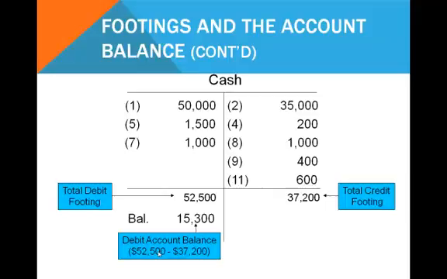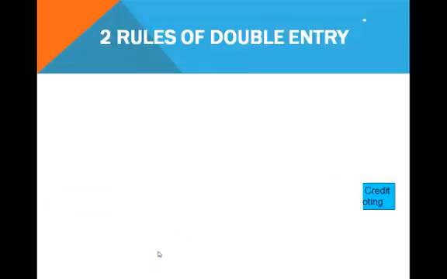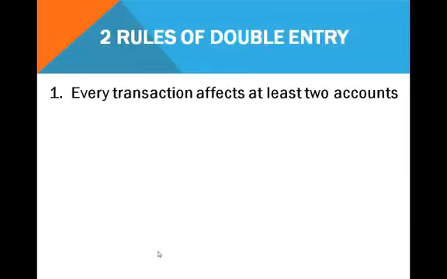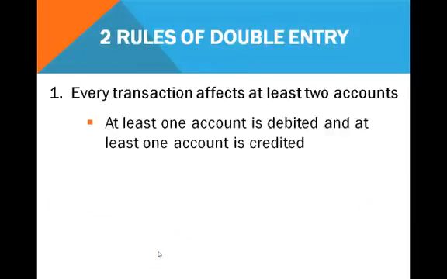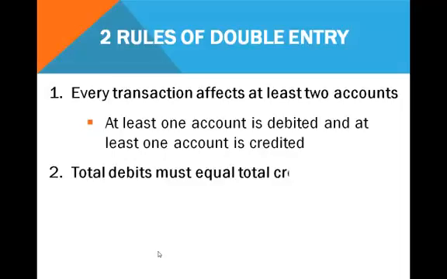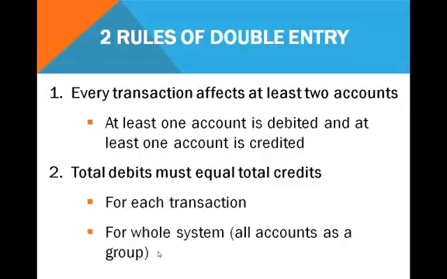Which word means left? Debit. That's how you're going to remember that. There are two rules of double entry. Number one, every transaction affects at least two accounts. That means at least one account is debited and at least one account is credited. Now you could debit more than one and credit more than one, but there has to be at least one of each. The total of the debits in dollars must equal the total of the credits in dollars. That means for each transaction that has to be true. And for the whole system, all the transactions, all the accounts added up together, that has to be true.